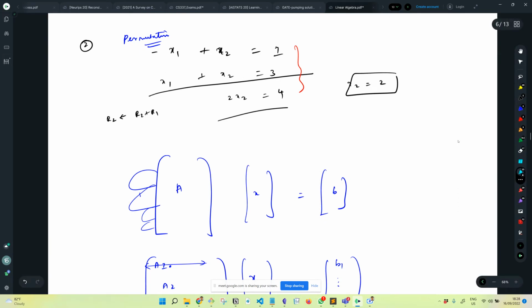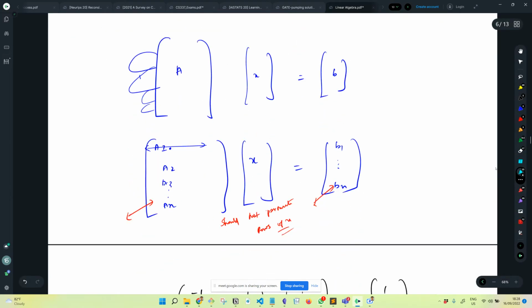Was I still audible when I introduced permutation, or should I start permutation from the beginning? Okay, sure. I'll start permutation from the beginning.